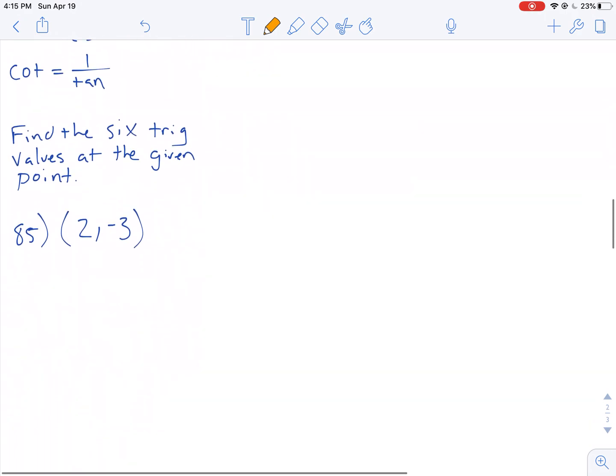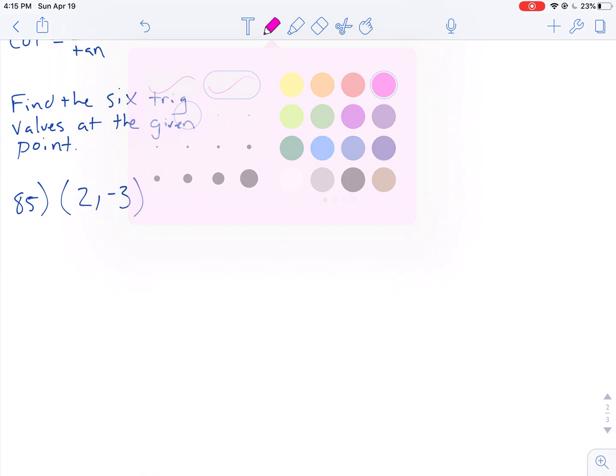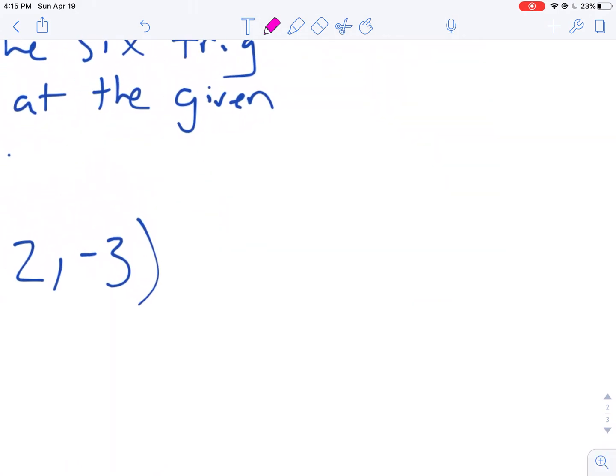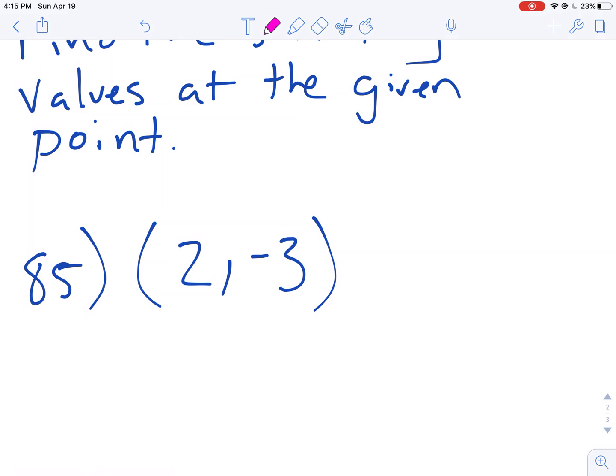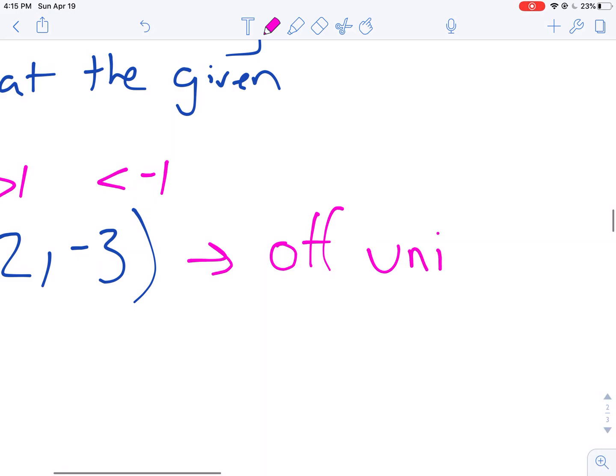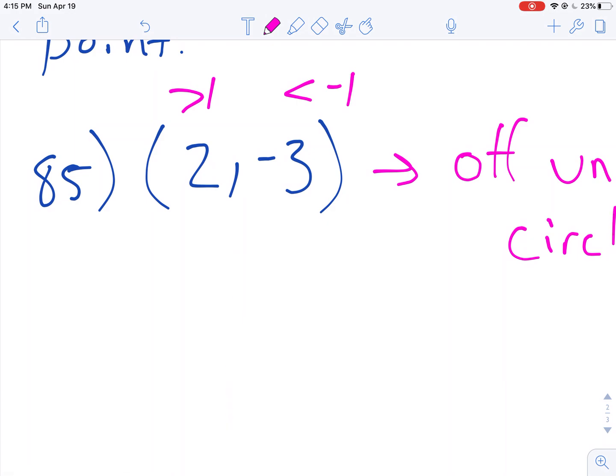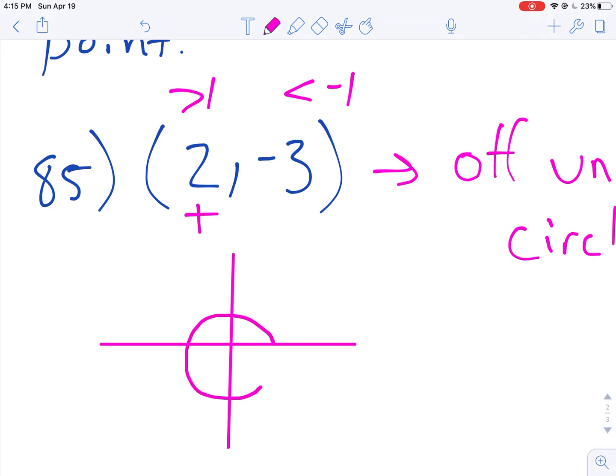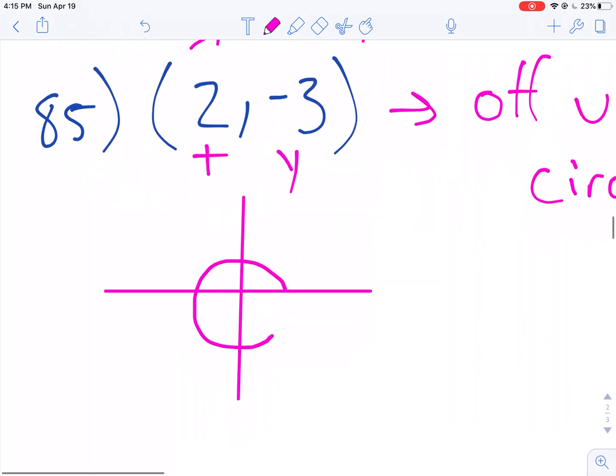Now, 85 and 87 are going to look a lot like that last example you had on your video notes today. So again, my magnitude here is greater than 1, and then this is less than negative 1. So I'm looking at 2 values here that are off the unit circle. I'm actually looking at some angle that as it terminates, it's terminating over here, and it's going to be in quadrant 4. I know it's in quadrant 4 because my x is positive and my y is negative. I've got some point here for this angle.